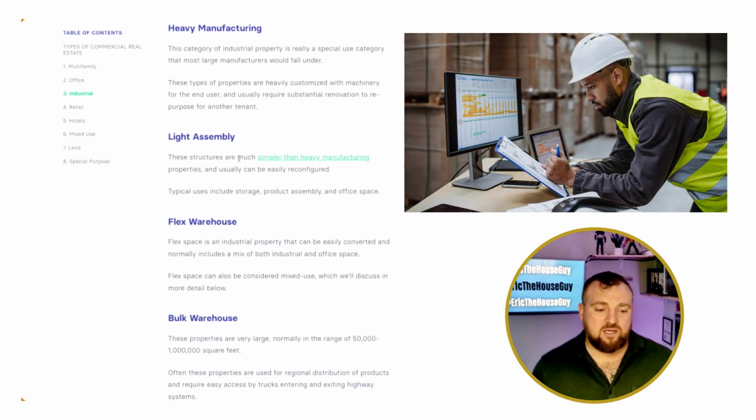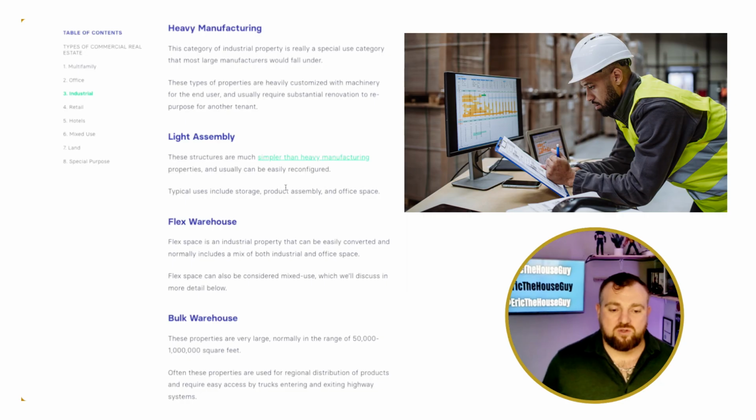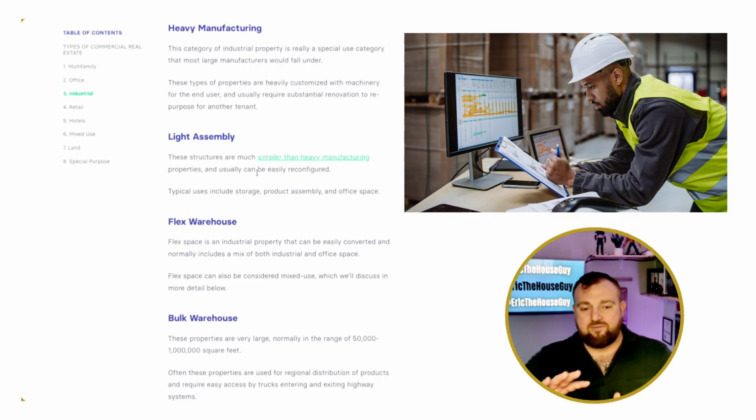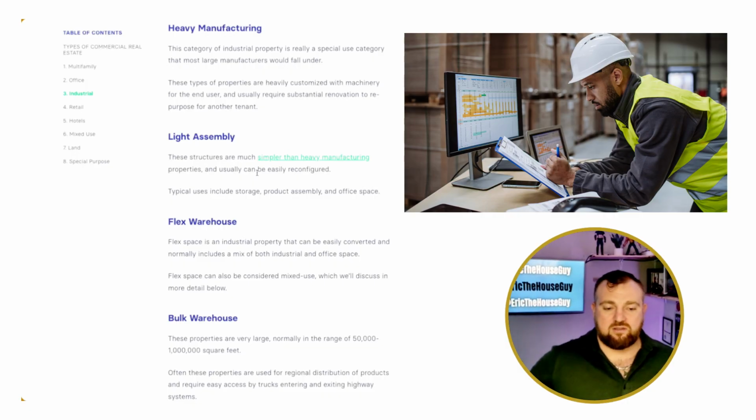Then we have, again, flex warehouse, and it mentioned in there that we have industrial and office space. So a lot of times in these flex warehouses, they're going to be divided and you'll have office space in the building. At the same time, you'll have the warehouse in the back.